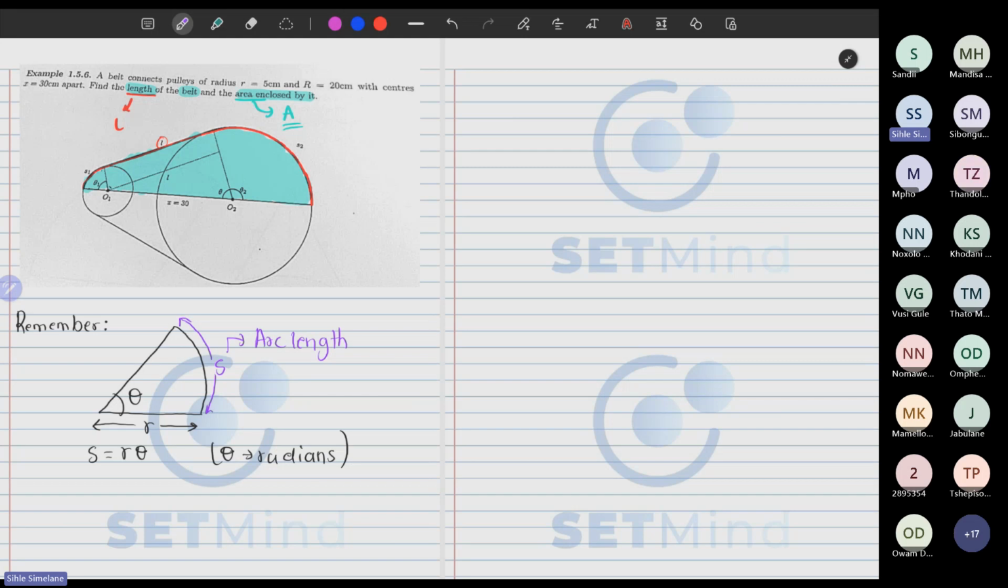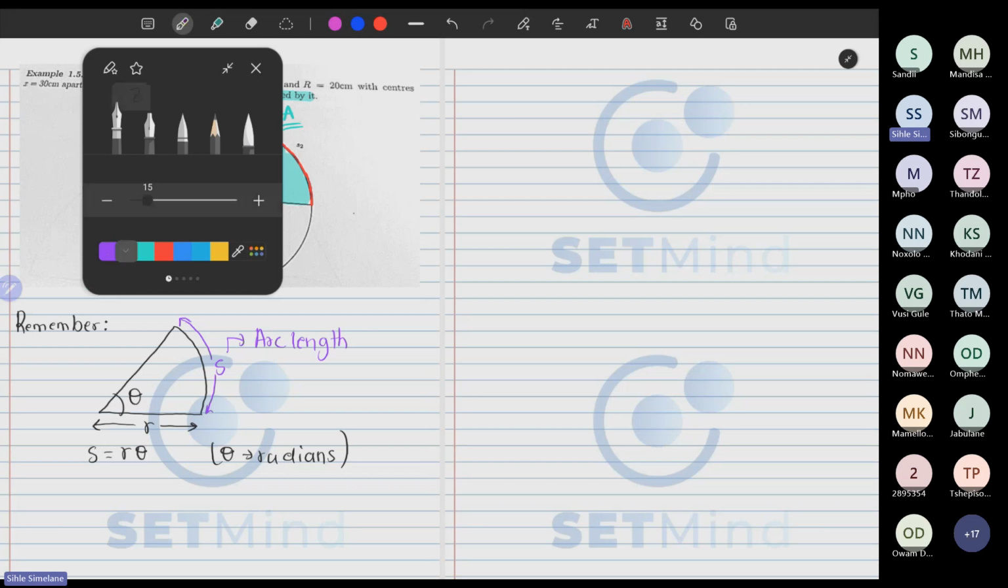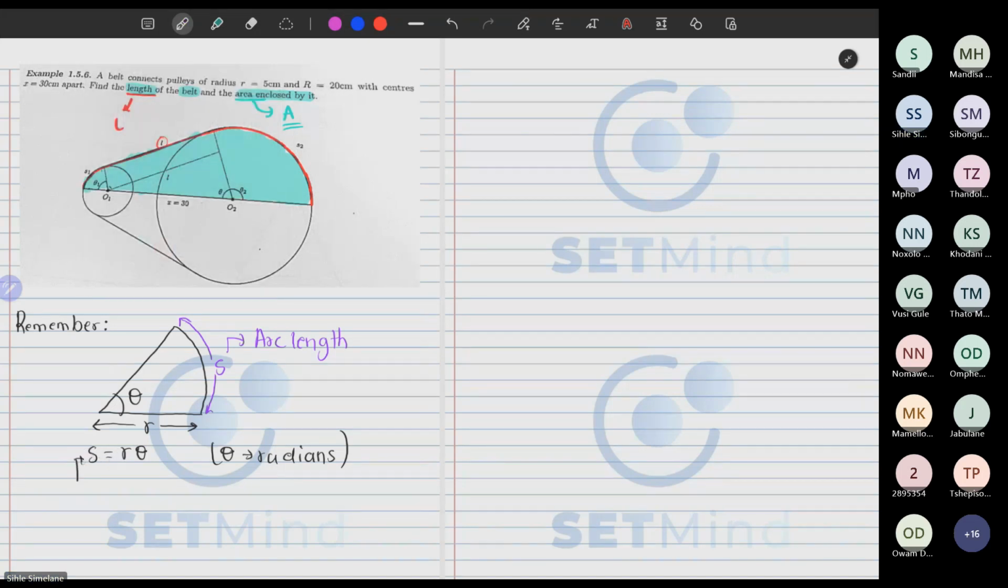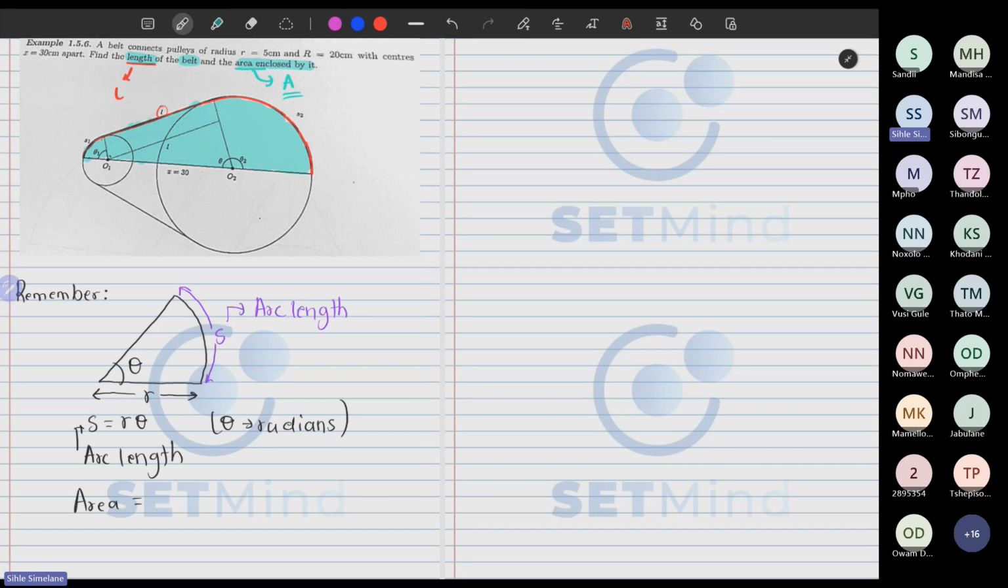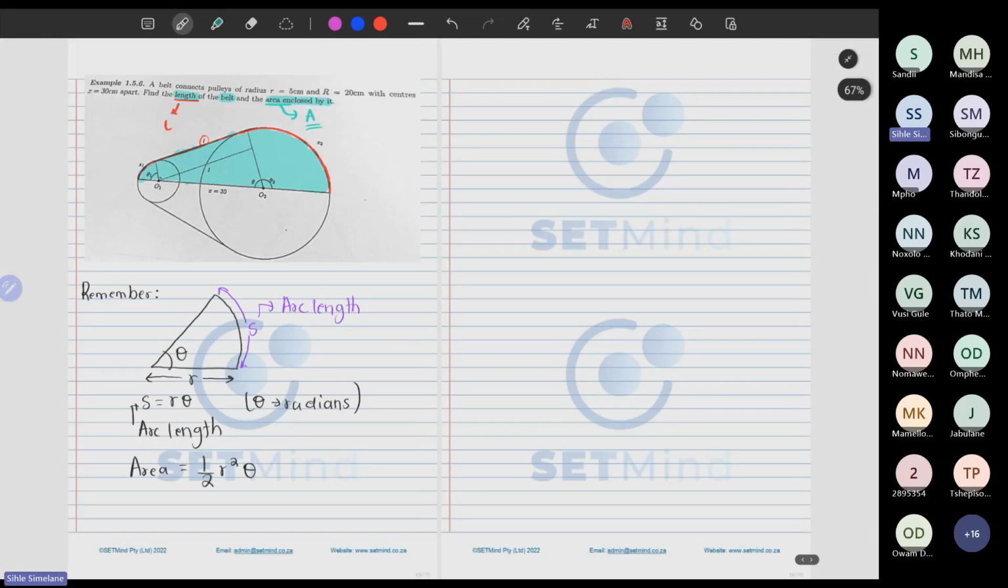I need you to remember this. It's very important. And then we need to remember also the area, because they are saying we need to find the area. We need to remember the area of a sector. The area of a sector like this one would be half of the radius squared multiplied by theta, which is that angle there.